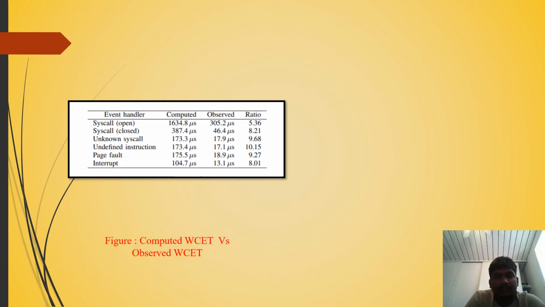In this slide, we can see the images for computed worst case execution time versus observed worst case execution time for different event handlers like syscall open, syscall closed, unknown syscall, undefined instructions, page fault, and interrupt. The ratio between computed worst case execution time and observed worst case execution time is highest for undefined instructions, and then unknown system call, and then page fault.